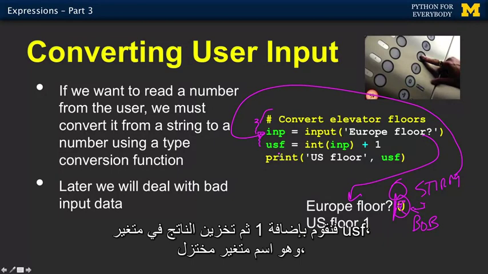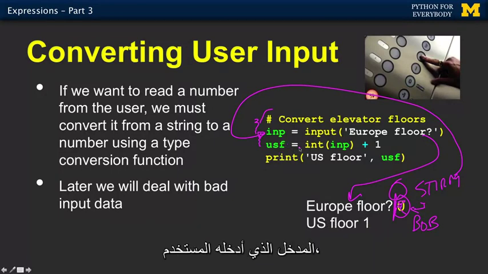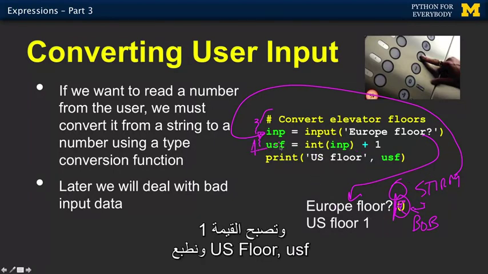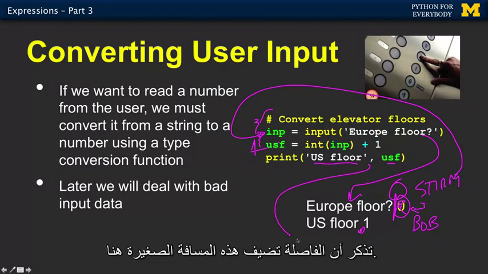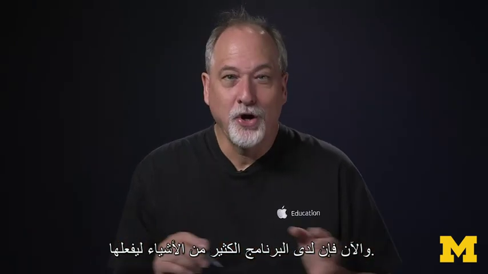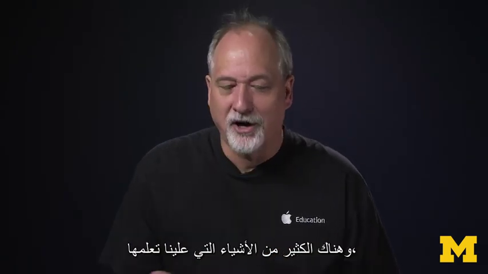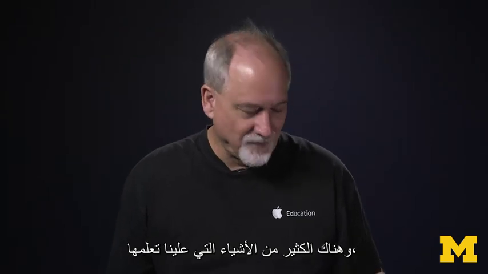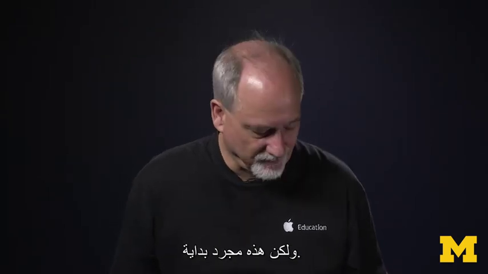usf, a mnemonic variable name, United States floor; inp, the input we got from the user. I'm using good variable names here. So we store this in, and that becomes 1, and then we print out US floor, comma, usf. Remember, the comma produces this little space down here. And so we have our input, processing, and output in a way that builds us an application. Okay? Now, there's lots of things left to do, and most programs aren't three lines long, and there's a lot of work that we're going to have to learn, but this gets us a start.